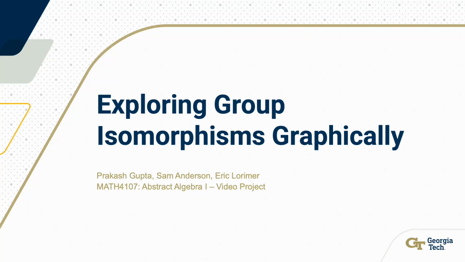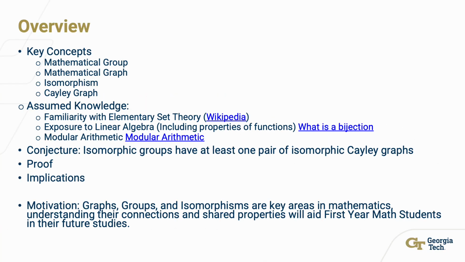Exploring group isomorphisms graphically. In this video, we'll go over some key concepts and then prove the following conjecture about group and graph theory, that isomorphic groups will have at least one pair of isomorphic Cayley graphs. And then we'll go over some implications.